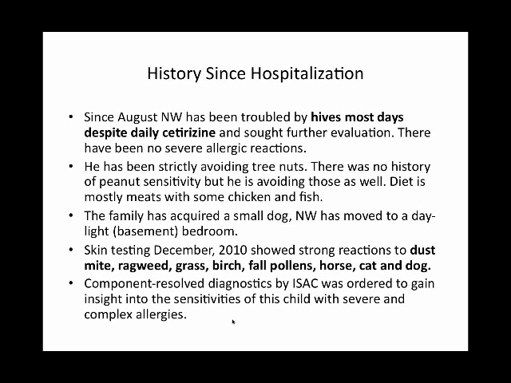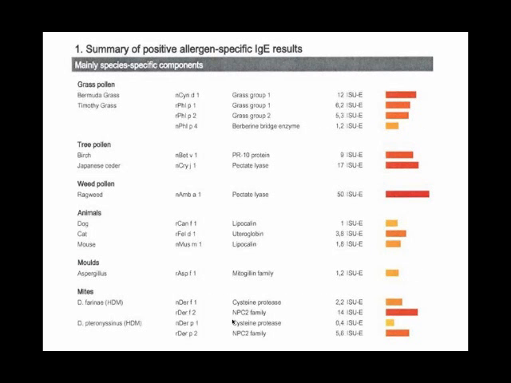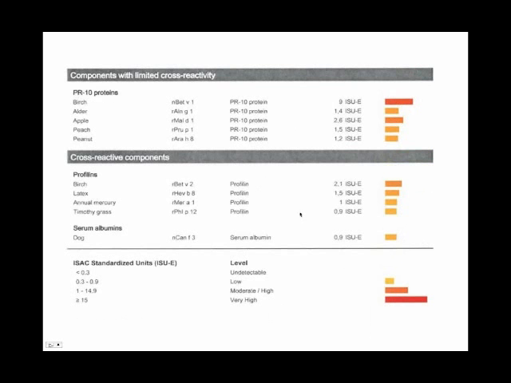When he did some skin testing, it was pretty strong to dust mite, ragweed, grass, birch, fall pollens. He had a very broad range of positives. So we ran an ISAC on him, and what you see is that, well, grass is big, the PR10s are very big, ragweed is big, so he's got a lot of pollen priming. And yes, darn it all, he's sensitive to a dog. A little bit to molds. The dust mite really, I think, adds on to the picture too. And he's sensitive to pen allergens.